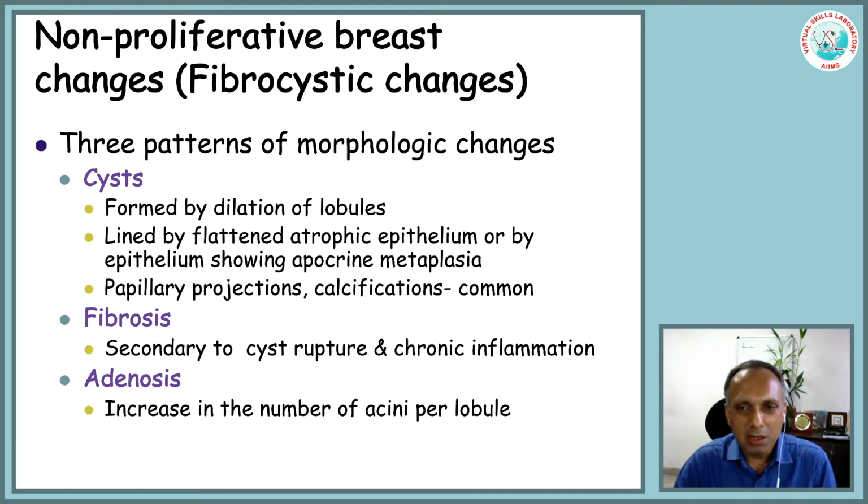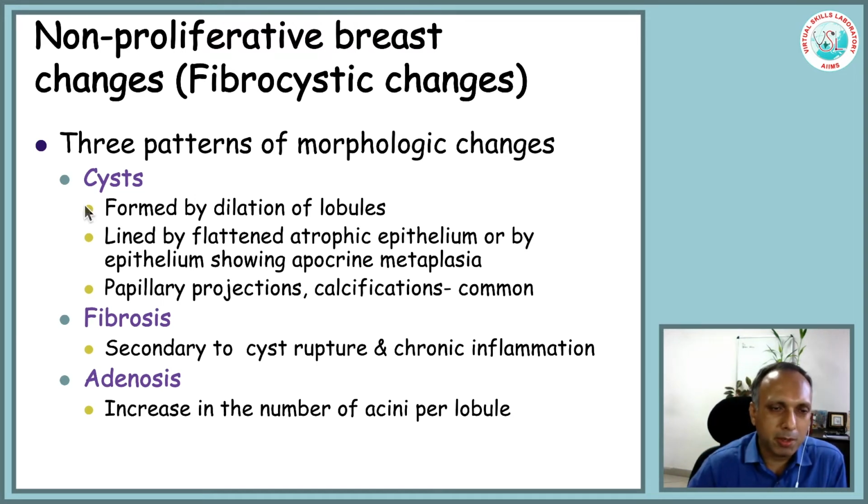So they typically give rise to cyclical pain, cyclical meaning during the various phases of the menstrual cycle. So it is relieved during the menstruation and the late secretory phase, while it is more painful during the proliferative phase of the menstrual cycle. So in this particular condition, you see cysts, which are nothing but dilatation of lobules. As these lobules dilate, they atrophy the epithelium.